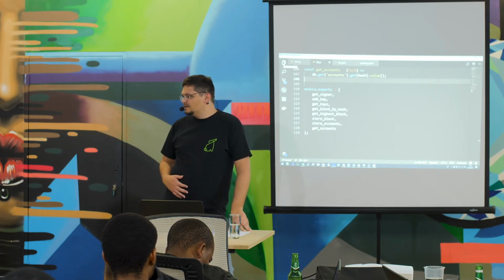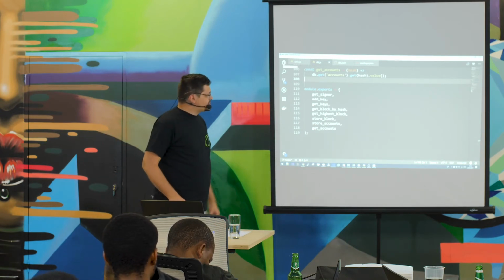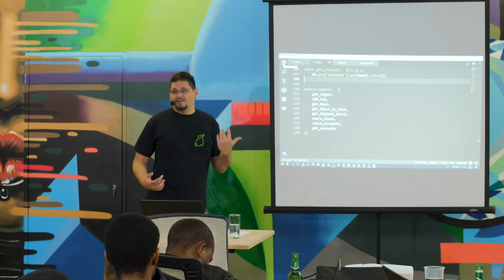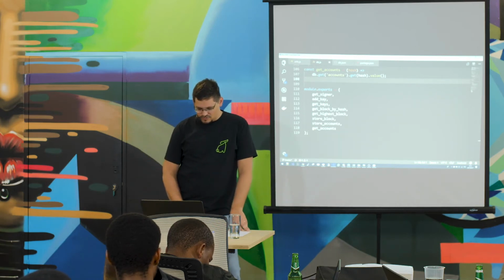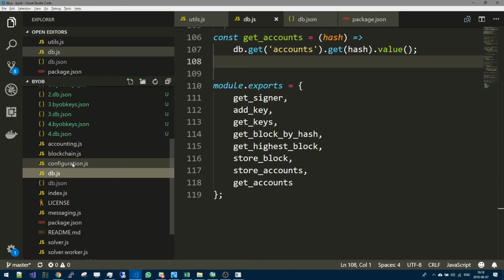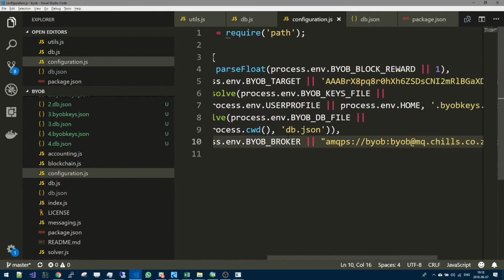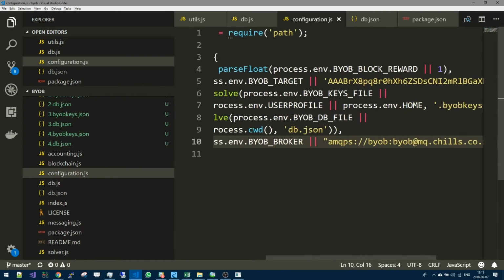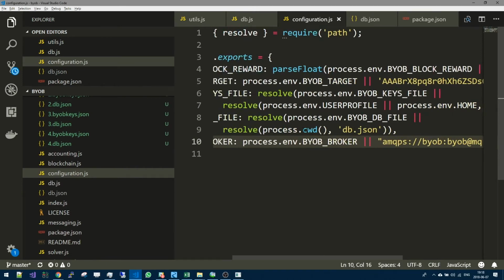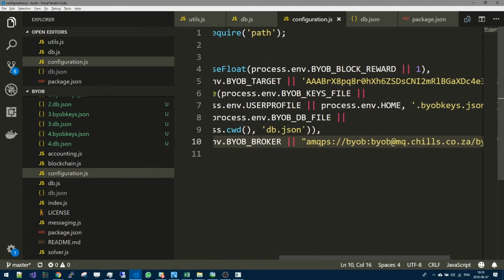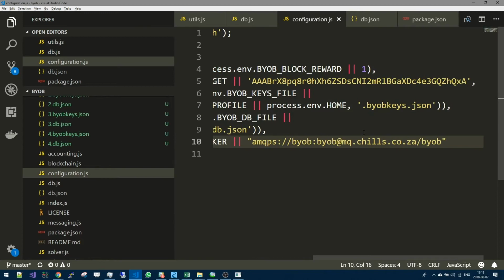Yes, question. Where is it stored? It's stored just in a file. It's stored in a file that's configured in this file called configuration, and it will default to the file called db.json in the current directory. The keys, on the other hand, will be stored in a file called biob keys.json in your home directory.